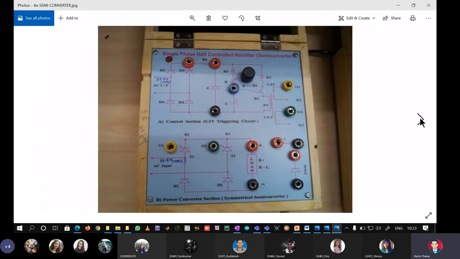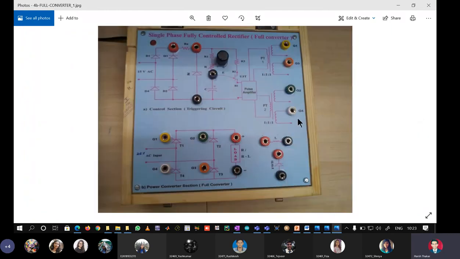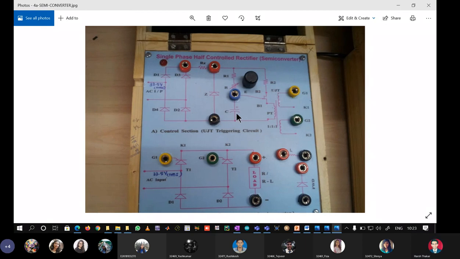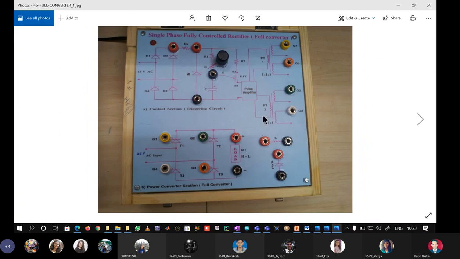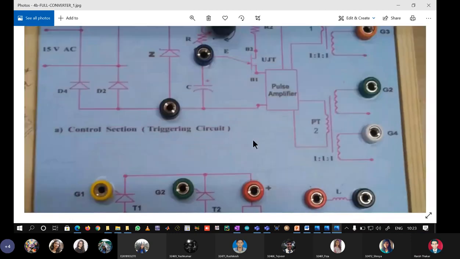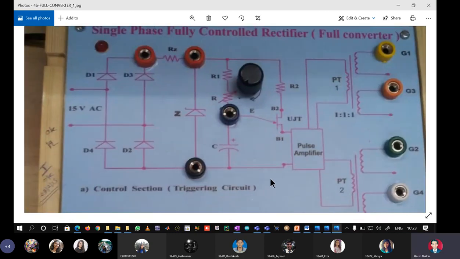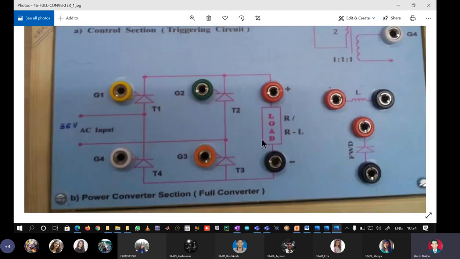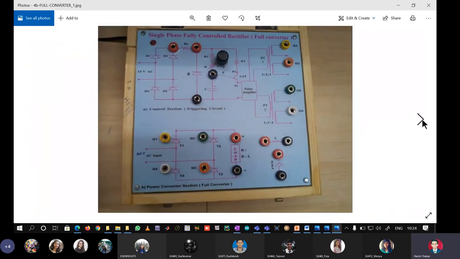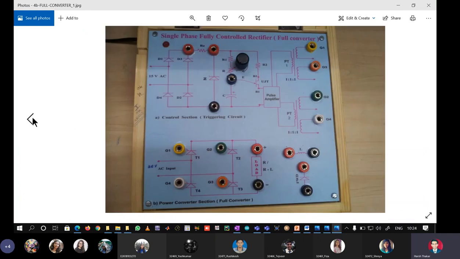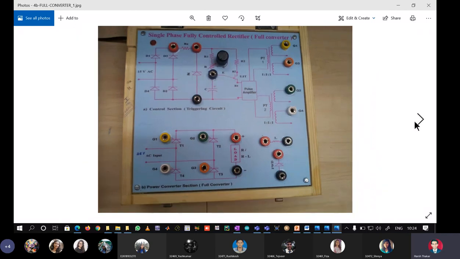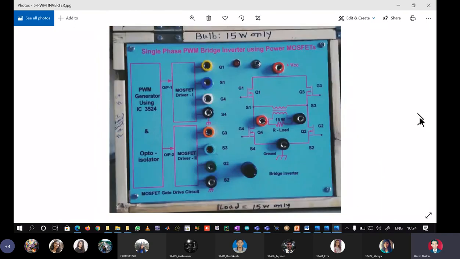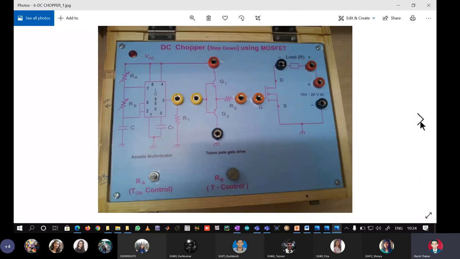Okay, so again you are seeing the same kit here in full converter. In full converter also, the upper half is the same. But here we have used two pulse transformers because we have to fire four SCRs T1, T2, T3 and T4. Okay, so irrespective of which kit is in front of you, you should be able to identify the 5 building blocks of a PE system. Same thing for inverter, same thing for chopper also.